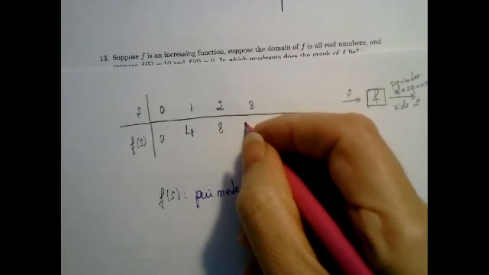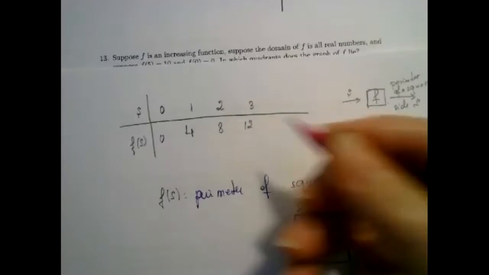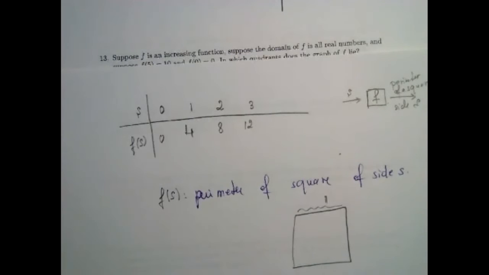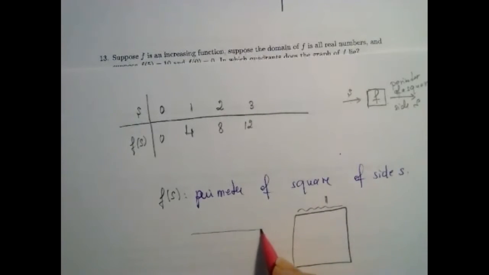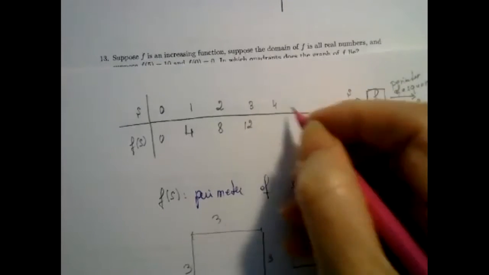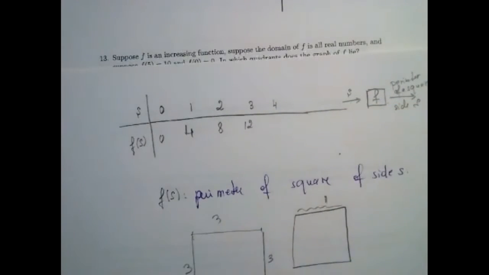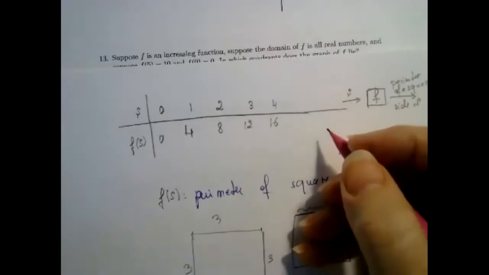If the side is 3, the perimeter is 3 plus 3 plus 3 plus 3. 12. 12, exactly. If s is 4, what's the perimeter? 16. 16. It's 4 times 4.